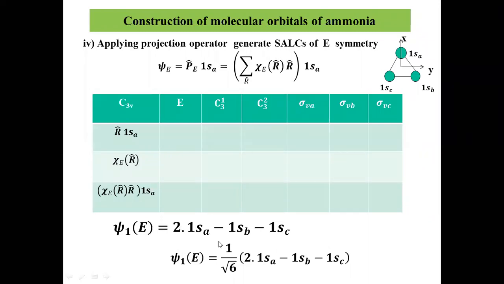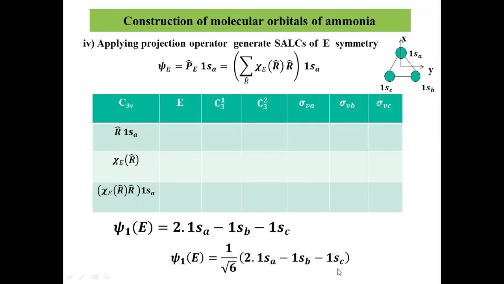This normalization is just for connectivity with the previous class. When you do the normalization, that means the integral of psi star psi, you are multiplying this function. That is basically 2 into 2, so 2 square, which is 4, and then plus 1 and plus 1, so the total is 6. Taking the square root of that, we get 1 by square root of 6 times this function. So this is one of the SALCs of the doubly degenerate representation E.